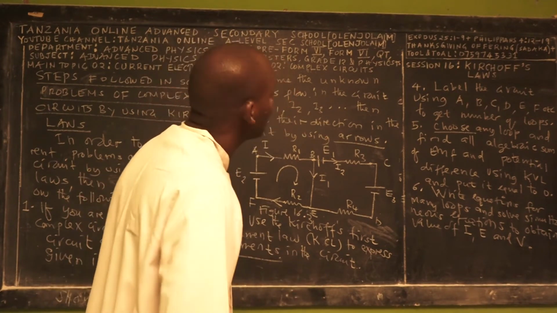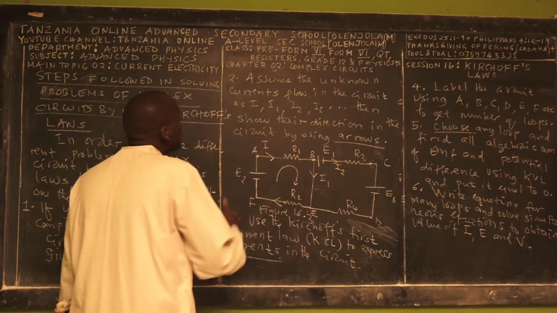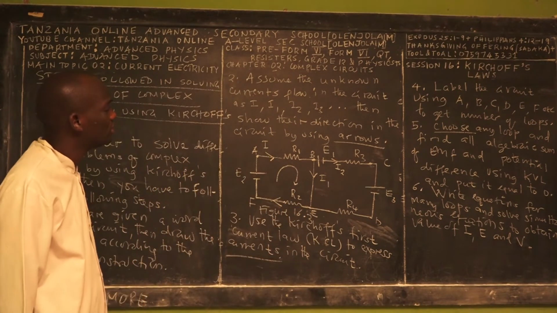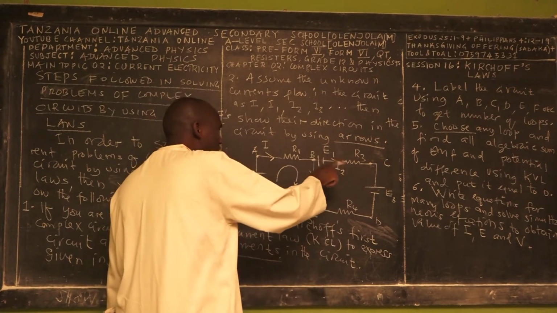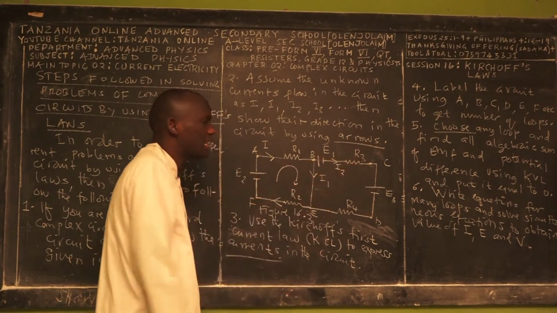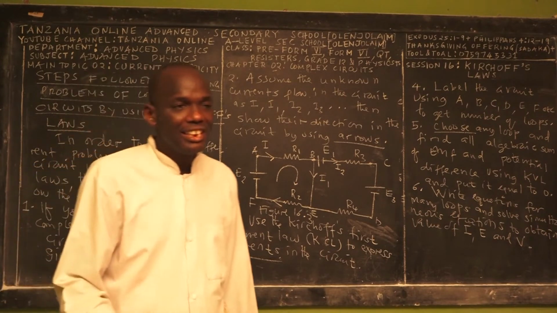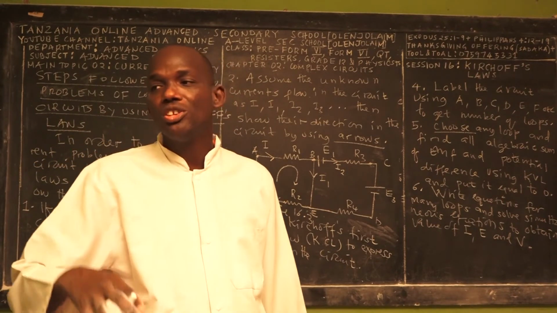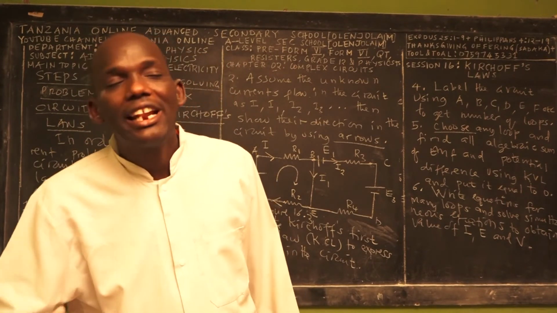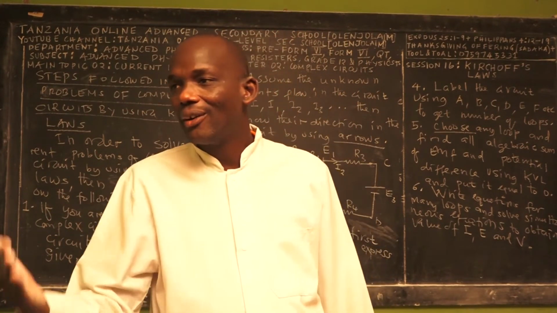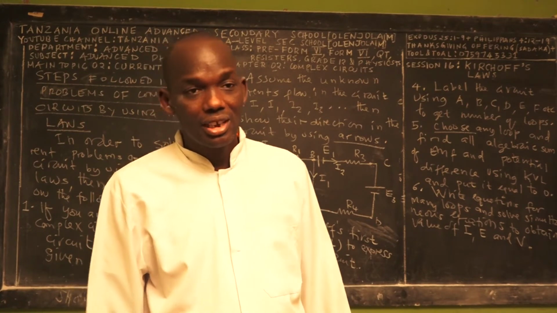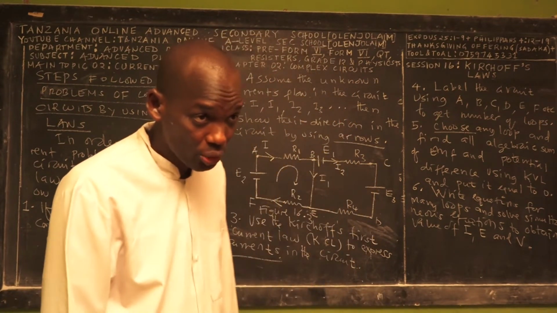Are we together? Afterward, we ask you to show the directions of the currents, the directions of these unknown currents in the circuit, by using what? Arrows. In some circuits, the directions of the currents have been shown. So if the direction of the currents has been shown, there's no need for you to choose yours or the other one. Are we together? You see that there are precautions there.